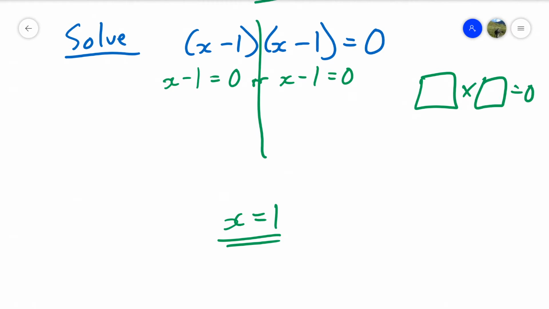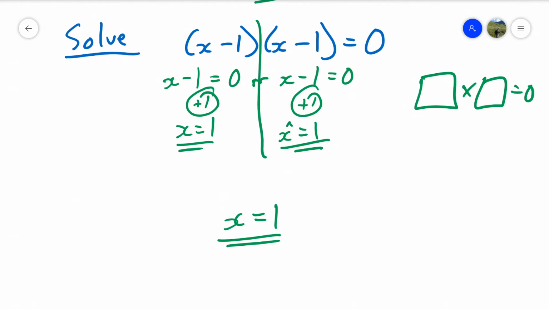X can't be two things at once, so that's why it's an or. So if we add 1 to both sides, that's x equals 1. Add 1 to both. Oh, wait, it's exactly the same thing. Oh, so we just need one of them.